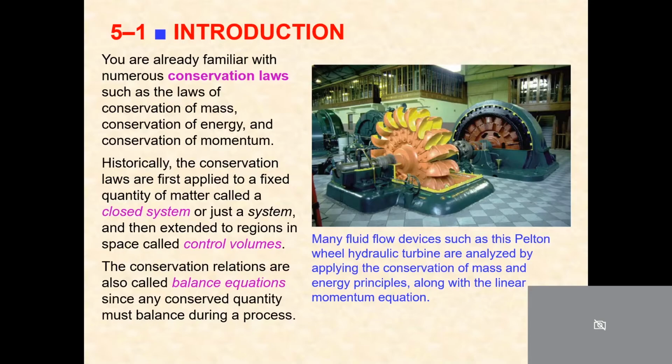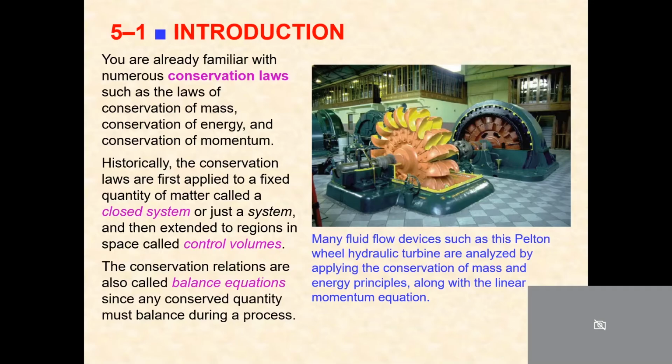So historically, the conservation laws were first applied to a fixed quantity of matter called a closed system, or we can also call it a system, and then extended to regions in space called control volumes. We already covered this system and control volumes at the end of chapter 4, which is the Reynolds transport theorem. So basically chapter 5 is where we are going to apply what we learned at the end of chapter 4, the Reynolds transport theorem.